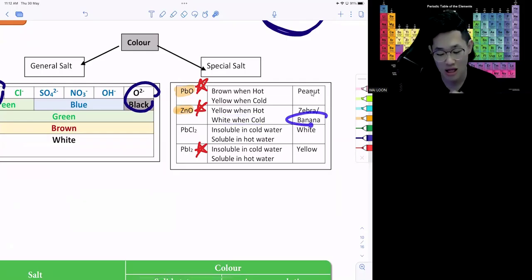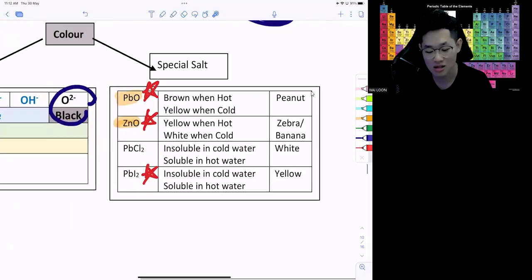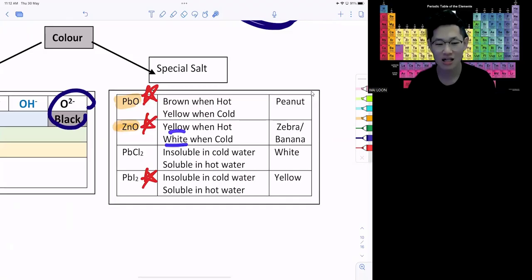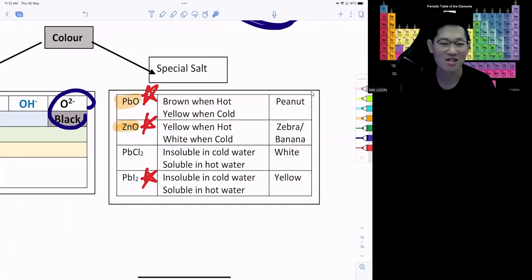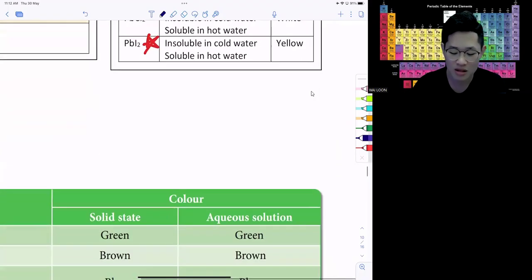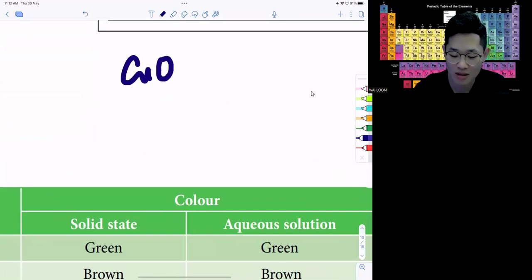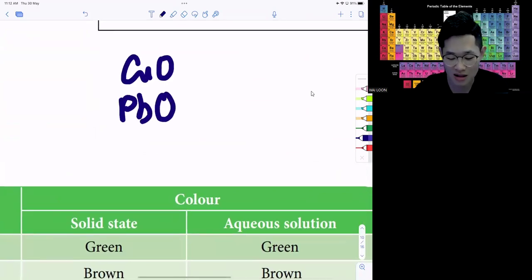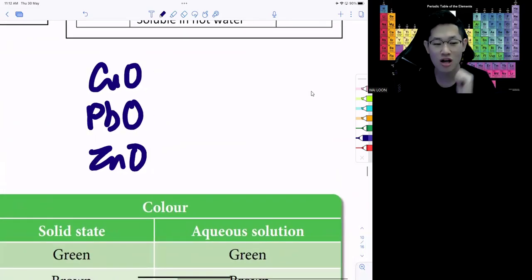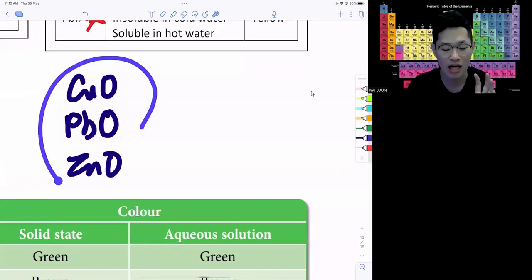Yellow when hot, white when cold. Yeah, it looks like a banana. Some of them say it looks like banana. The skin is yellow, but inside they call it white. It's actually a lighter yellow, but they say it looks white. So you can use this method also, if you don't want to use the other one. Personally I don't use this; last time I used to. These three oxides are the most popular exam questions.